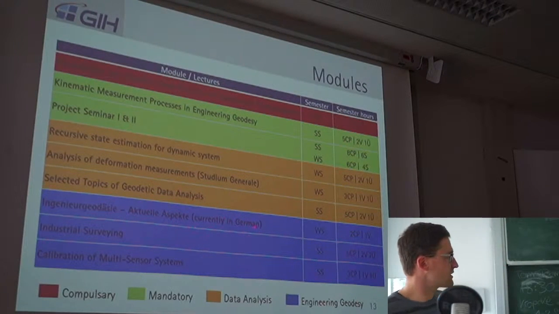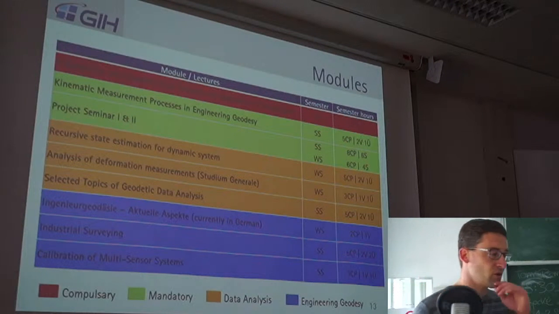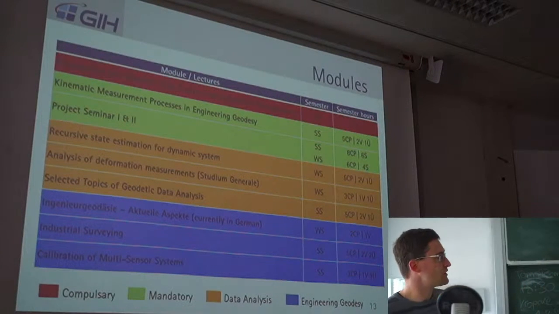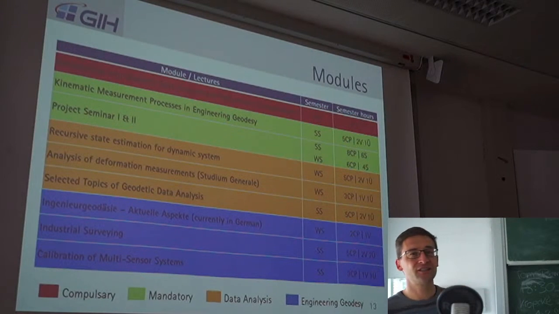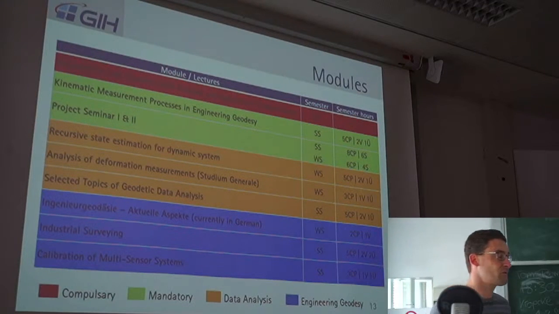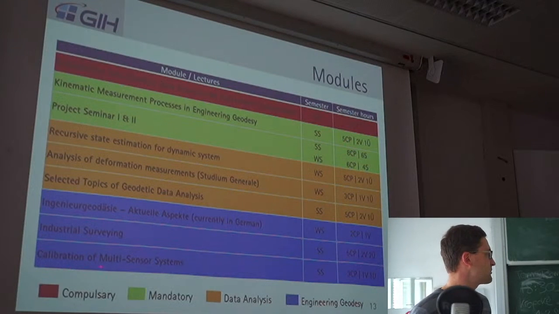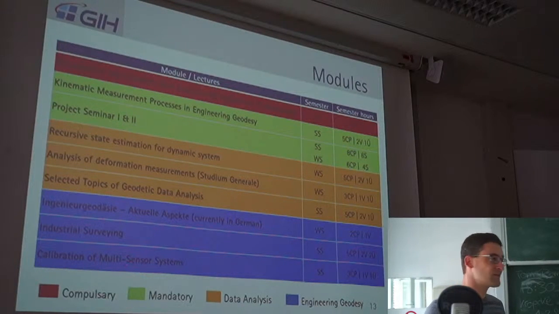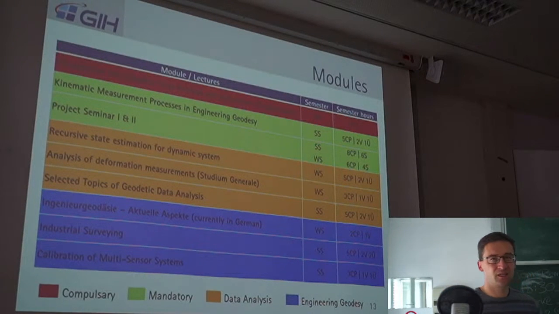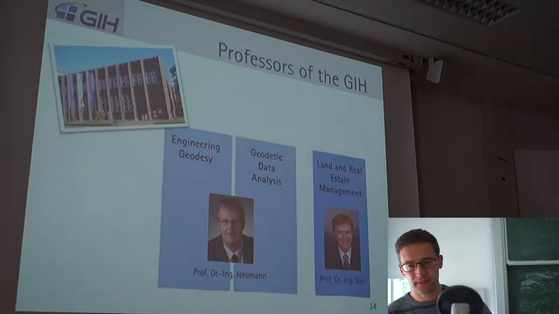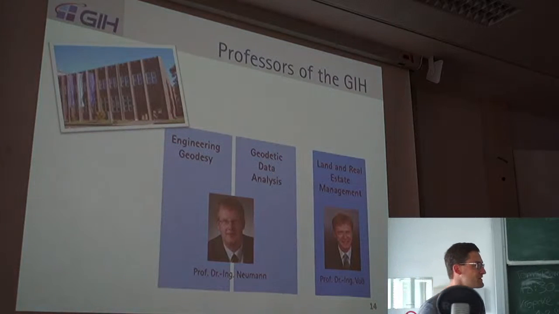Currently it is in German, but I may join if you want to learn German. Industrial surveying is in English. It's a very interesting, very nice part of geodesy, and calibration of these multi-sensor systems. When you have two sensors, you definitely need a calibration between these sensors. Yeah, that was my part.